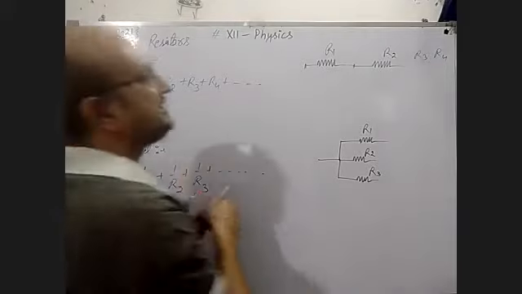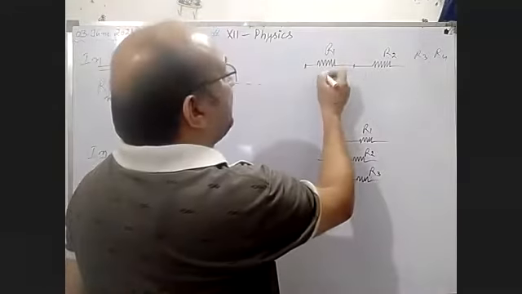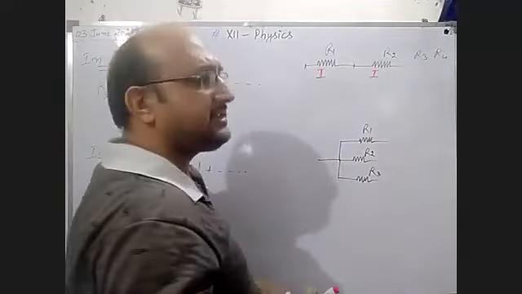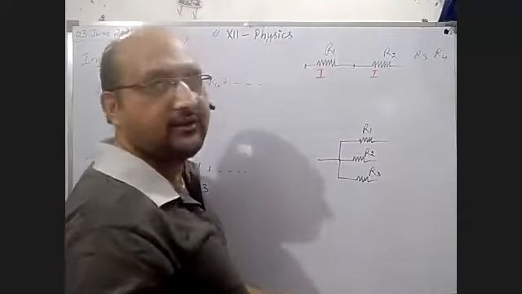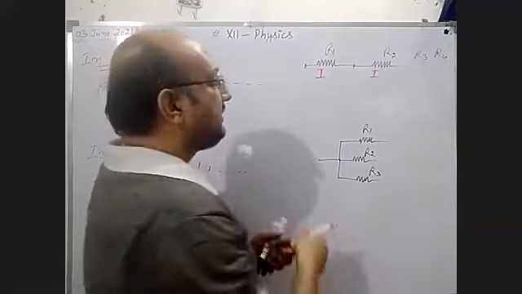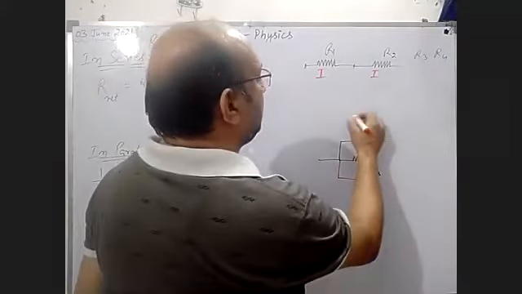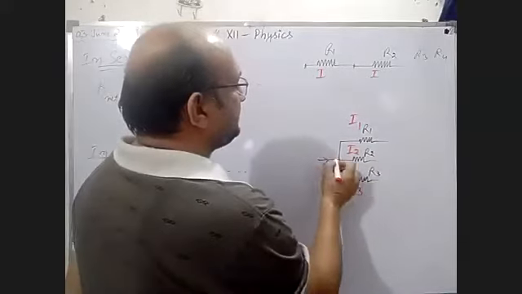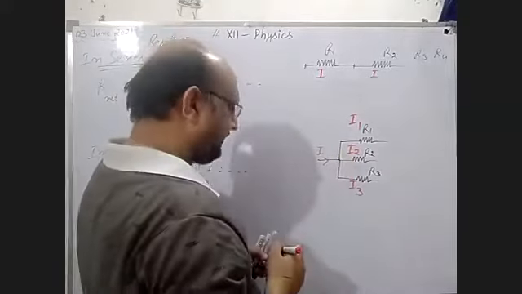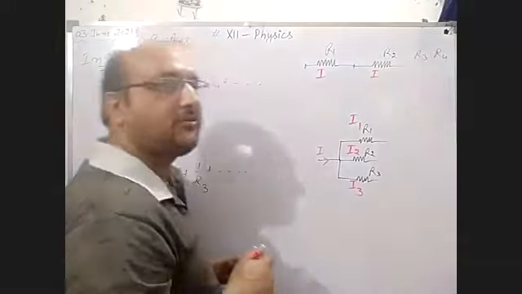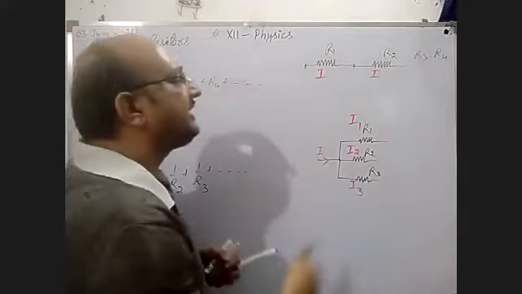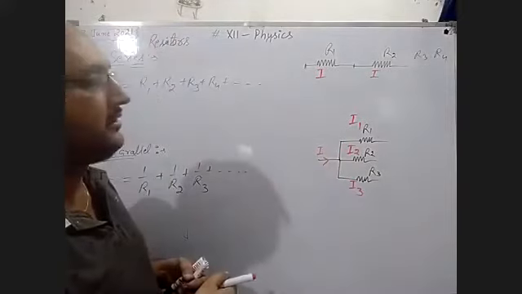Now in series, another thing is what? The value of current will always remain constant. But in parallel, the values are different. Means the current coming from a source, a battery or potential difference, will be divided into three parts. Okay.